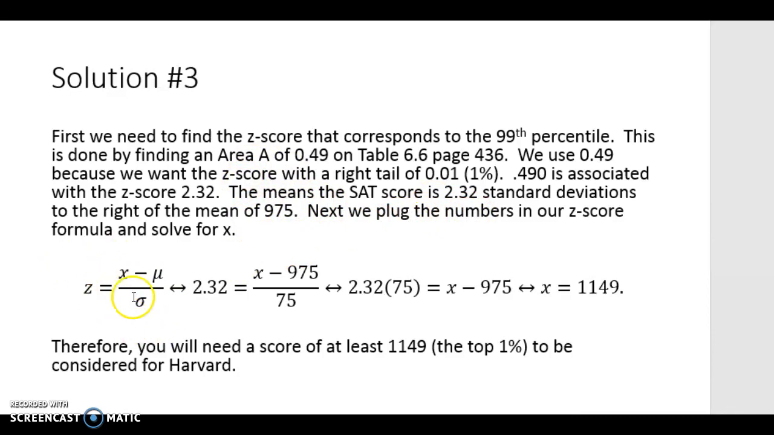So we go back to our z-score formula. This time we know the z-score, and we're trying to find the actual data value, which is our test score. We plug it in, we multiply both sides by 75 to get this out of the denominator, and then we add 975 to both sides, and you're going to get a test score of 1,149. So that means that that's the test score that starts the top 1% of all test grades. Therefore, you'll need a score of at least 1149 to be in the top 1% and to be considered by Harvard.